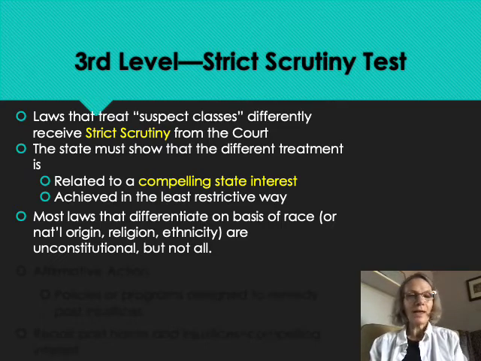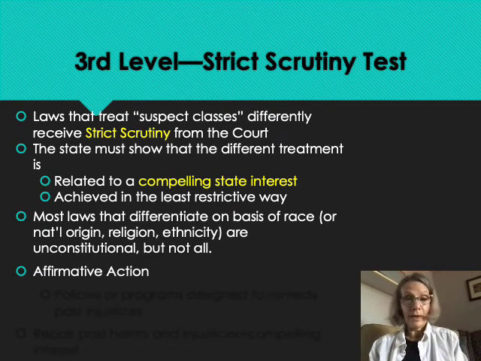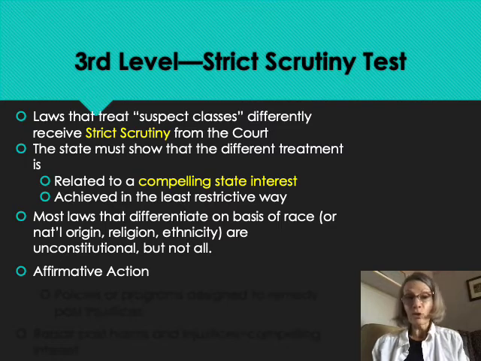Now, most laws that differentiate on the basis of race, national origin, religion, ethnicity are unconstitutional. In other words, the strict scrutiny test is oftentimes known as strict in theory, but fatal in fact. So when laws that differentiate on these things come to the court, they're almost always found to be unconstitutional, but not always. And affirmative action is a really good example of different treatment based on race that is constitutional because it's related to a compelling state interest and it's achieved in the least restrictive way.